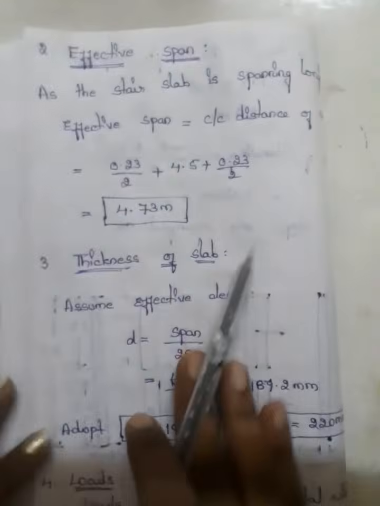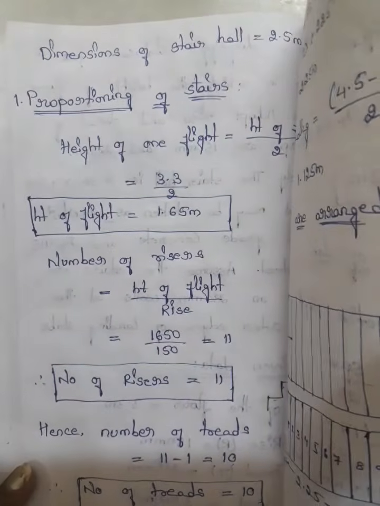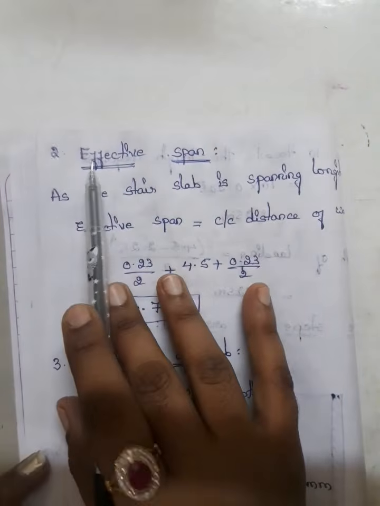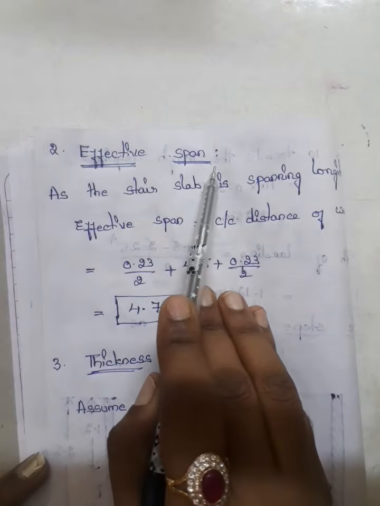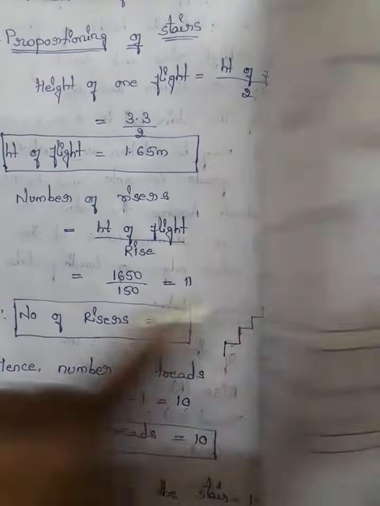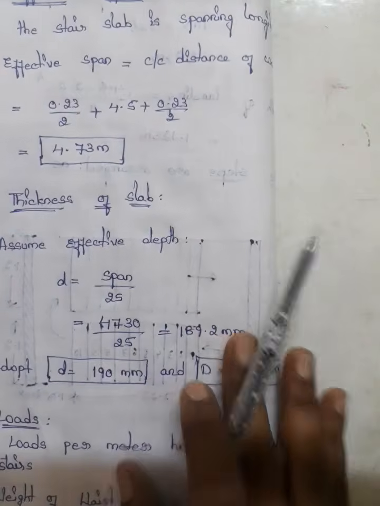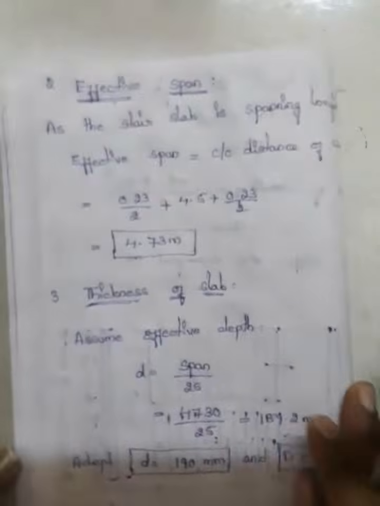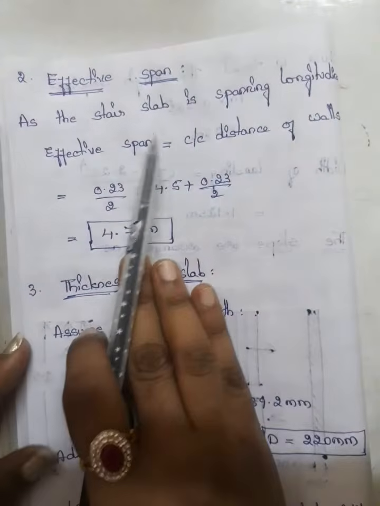So we'll move to the further step after finding all the proportions of stairs, proportioning of stairs. So we'll move to the second step, effective span. In some questions they will directly give the stairs, the steps arranged, and ask you to design. Then you can start from here, after taking the given data. In this question they have not mentioned it, so we need to calculate it.